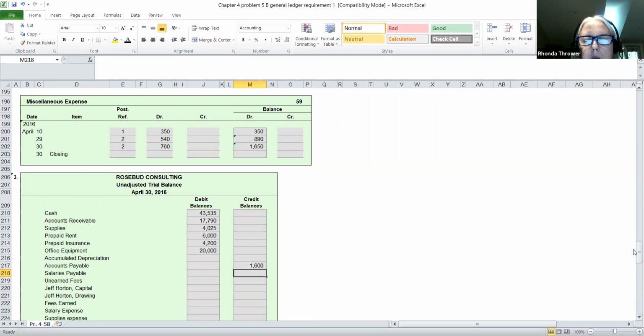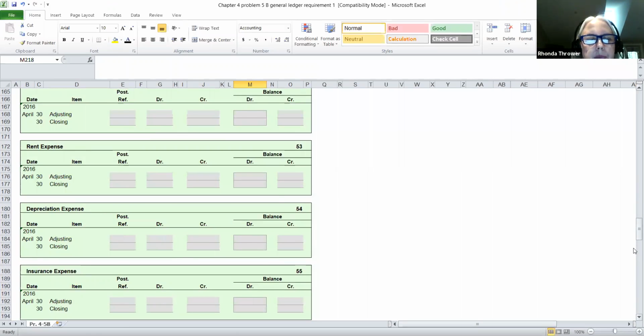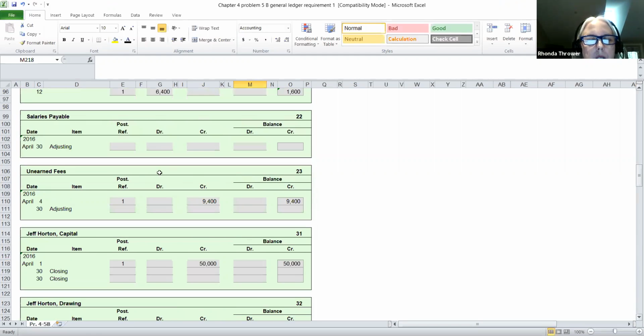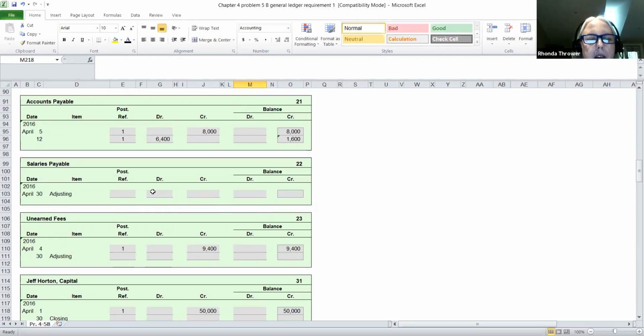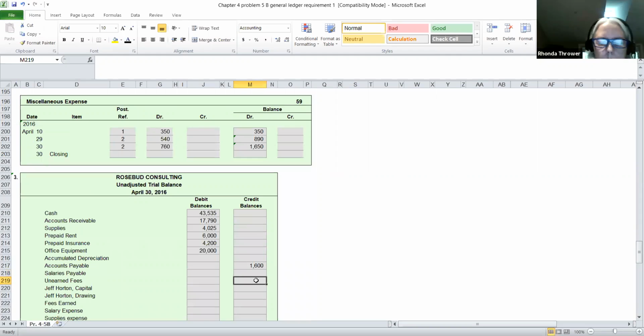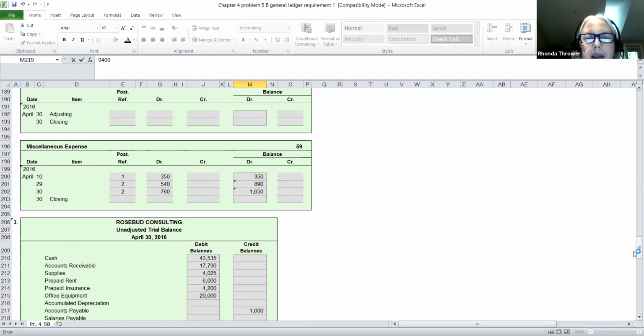And then I'm going to look to see if I have a balance in my salary payable. There's no balance in there yet, because we haven't completed our adjusting entries. Then I'm going to go to the next balance, which is unearned fees. We have $9,400 in there. And unearned fees, like accounts payable, is a liability. That's why we're on the credit side. Its normal balance will be on the credit side.